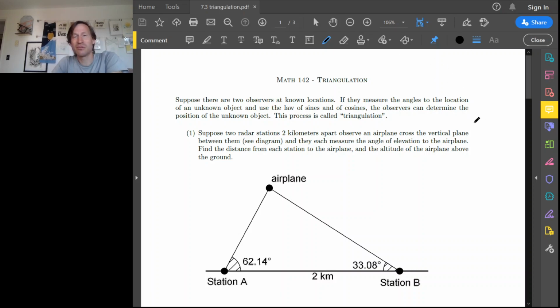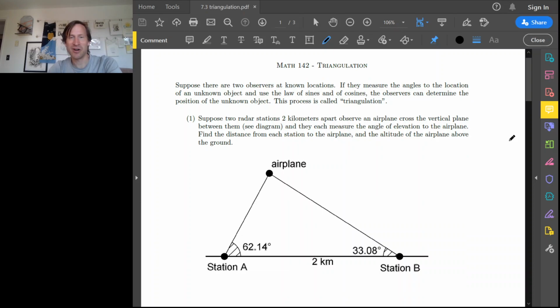Spend some time working on the problems on this worksheet. They all generally fall under the heading of triangulation. And if you run into any problems, then fast forward to the point in this video where I work out that problem, and hopefully you can get unstuck. So go ahead and pause the video now.